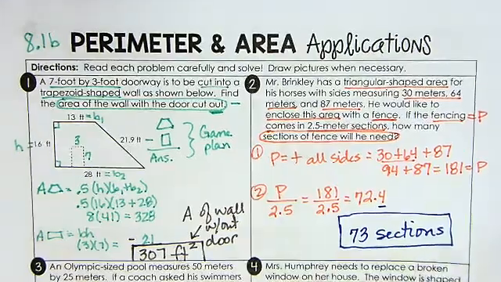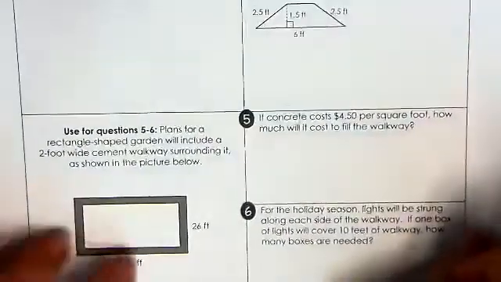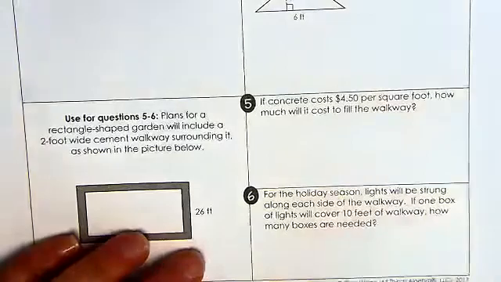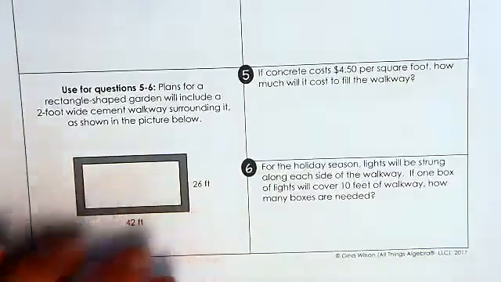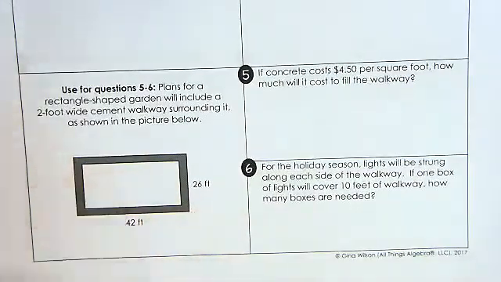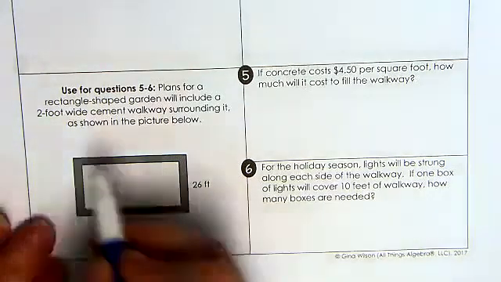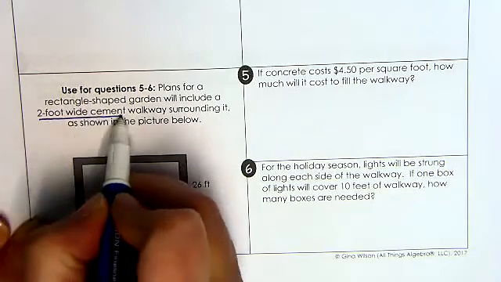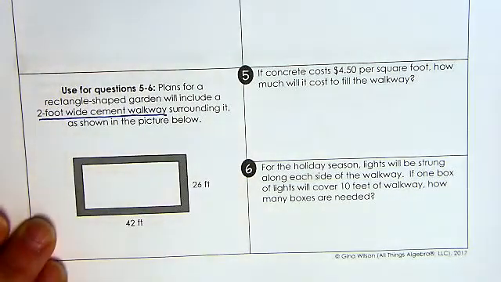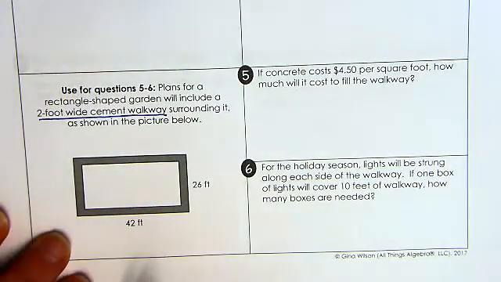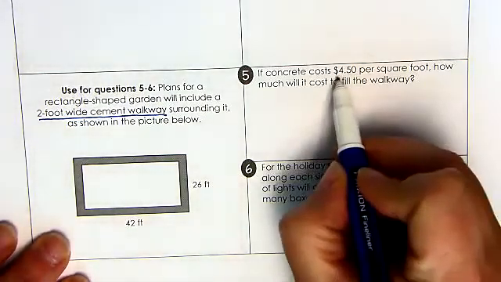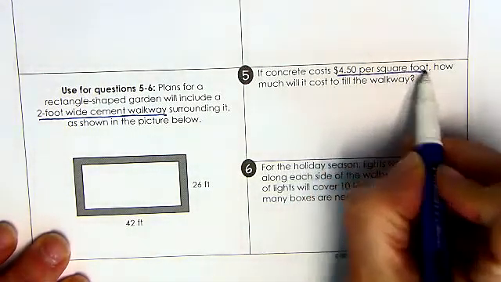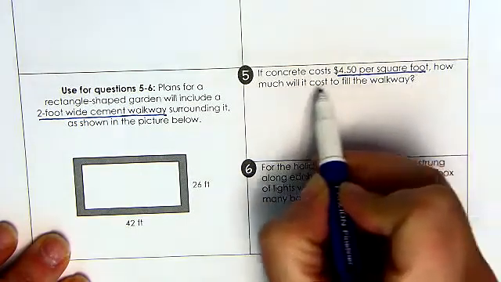All right, moving right along. We're going to jump down to number 5. Of course, you're going to come back and do 3 and 4. So for 5 and 6, we're looking at this figure right here. It says plans for a rectangular shaped garden will include a 2-foot wide cement walkway surrounding it, as shown in the picture below. If concrete costs $4.50 per square foot, how much will it cost?